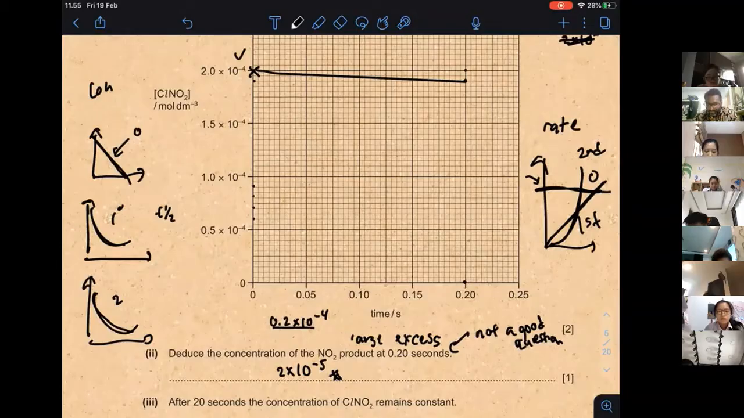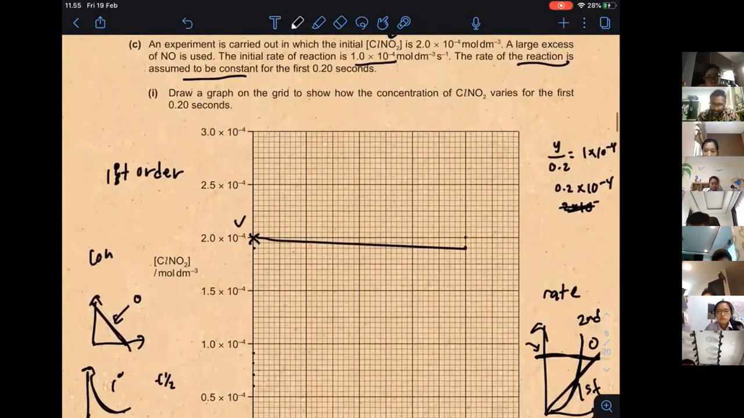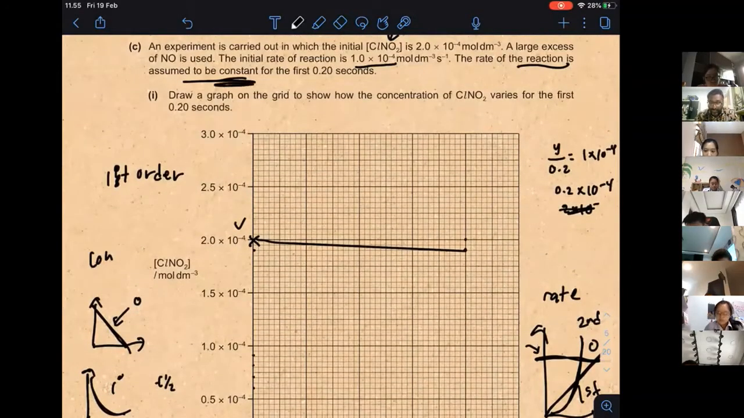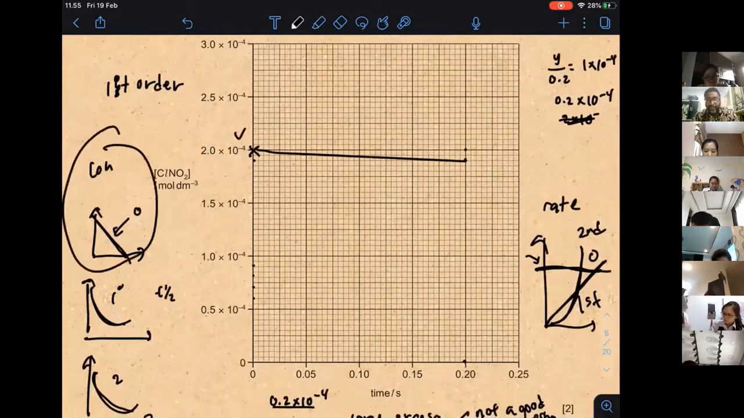So if they ask you to assume it's a zero order, you see here they say it's constant. So if it is assumed zero order, then you need to have a graph that is supposed to go down like this. It's a straight line graph. But in reality, it shouldn't be like that. In reality, it's supposed to be like this. Now I know that, so I need to figure out how do I draw it, and where I get this from.